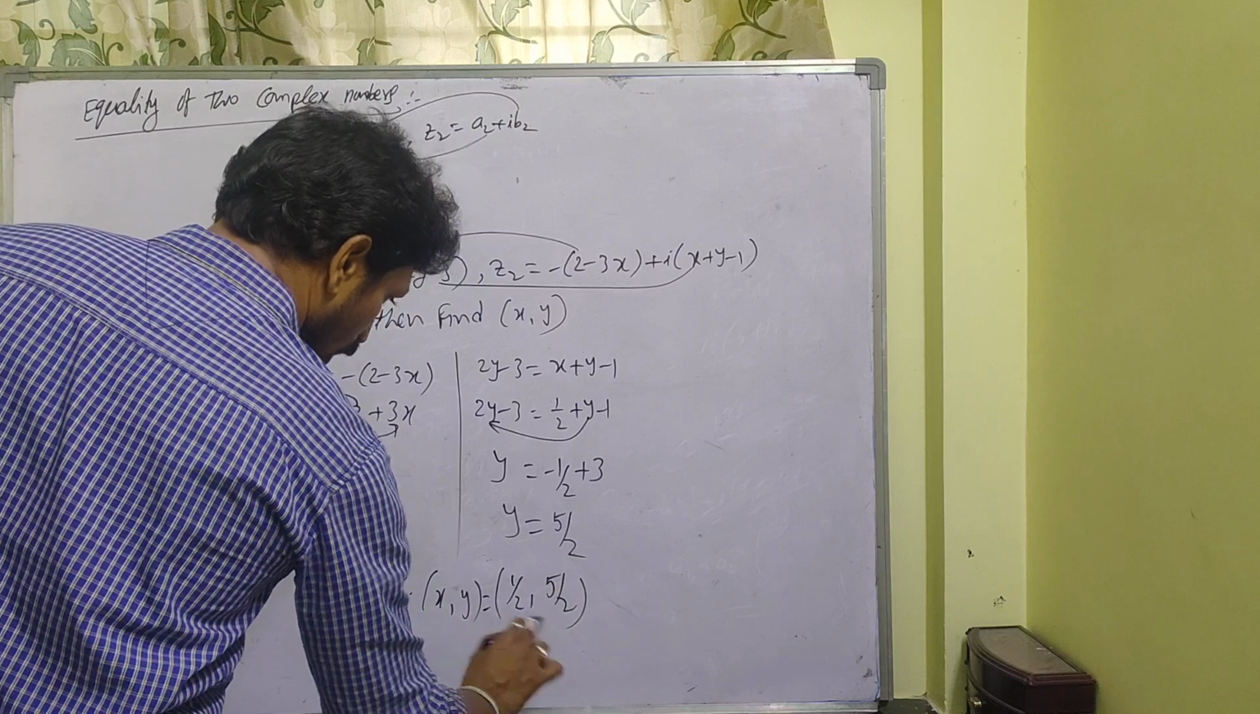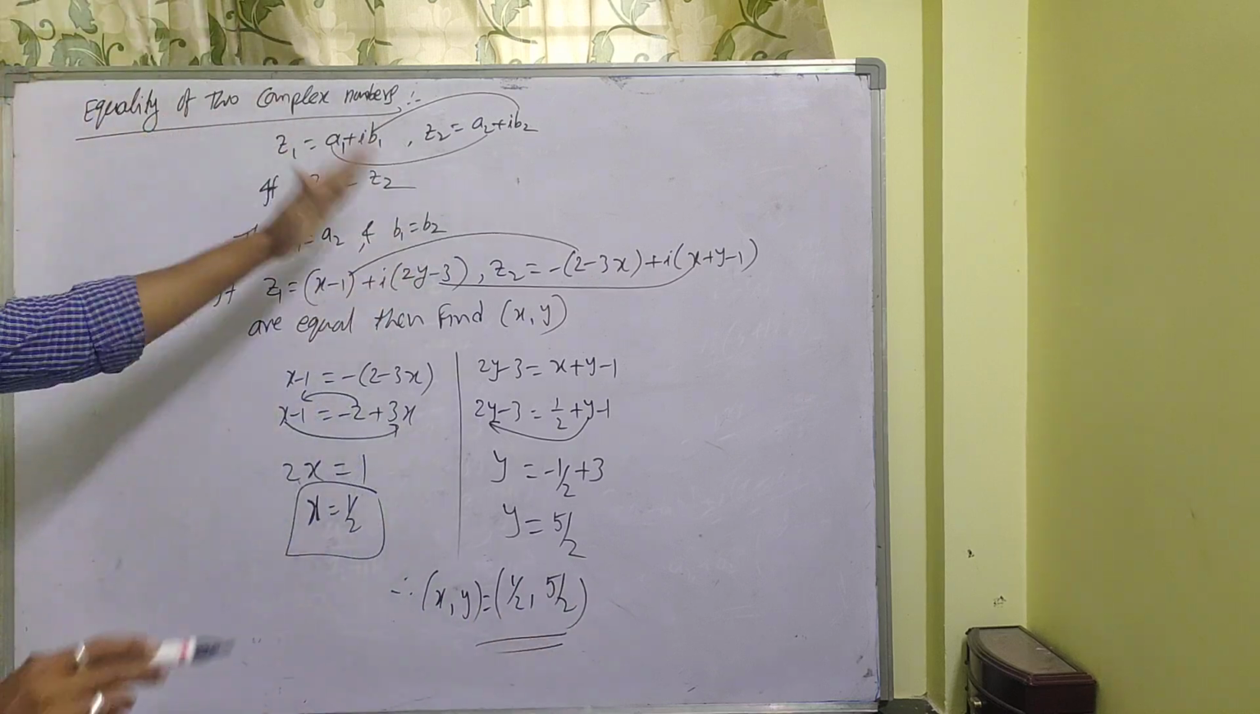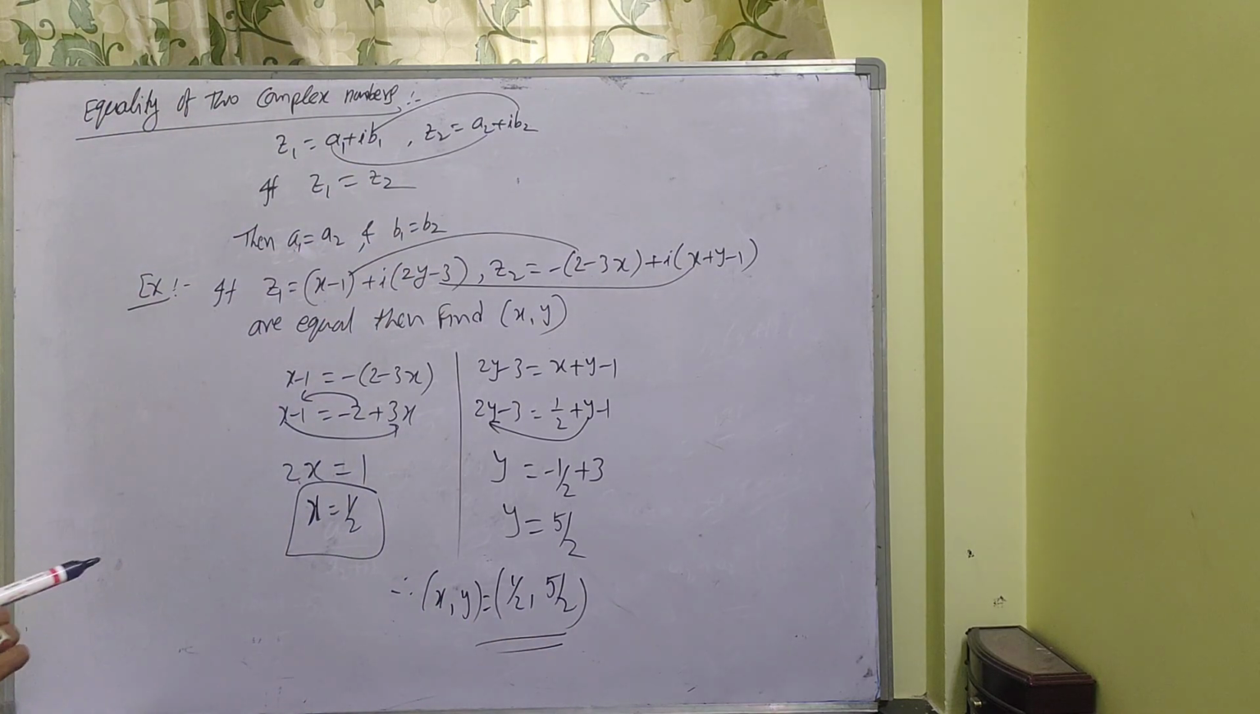This is the way to solve the problems whenever you have two complex numbers that are equal. Next concept.